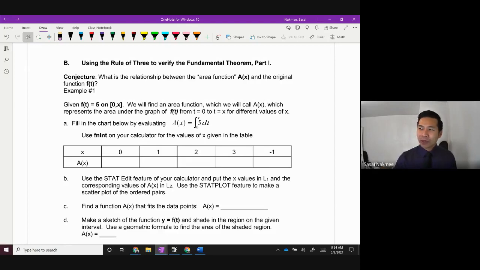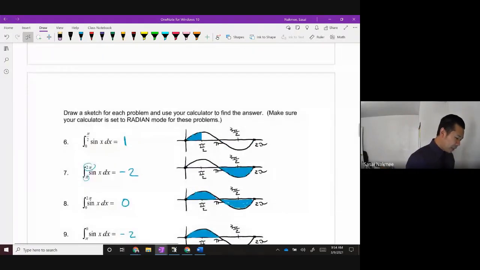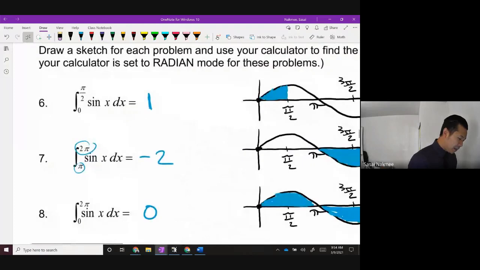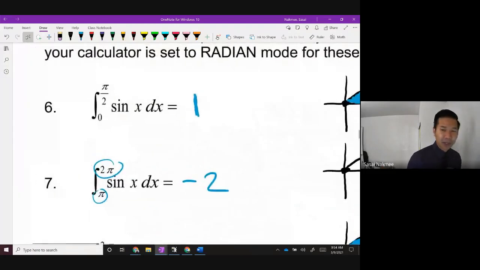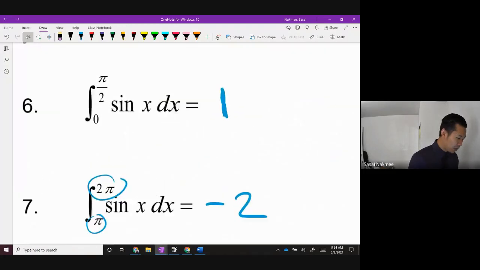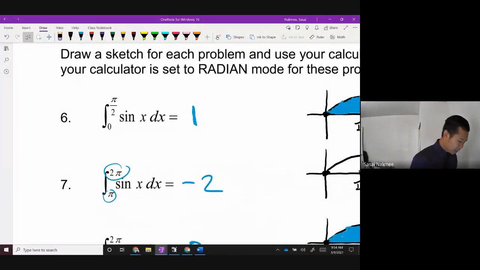Conjecture. What is the relationship between the area function and the original function? You guys agree, right? This is actually a function that calculates area. You have to plug in values for your endpoints, your a and your b. When you plug in your values for your a and your b, the output you get is the area between those two points of this given function, right?